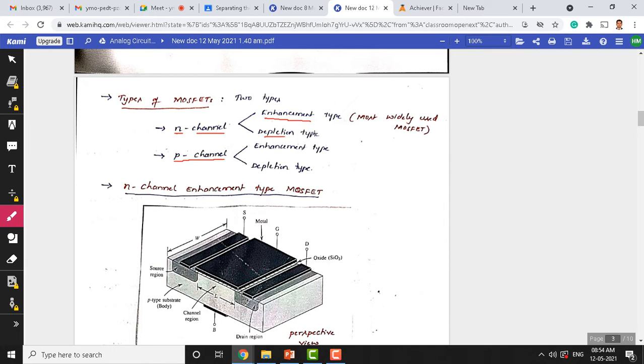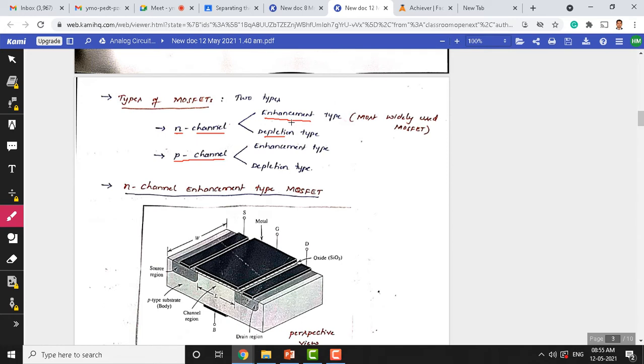Okay, so N-channel here, if you look at the popularity of these two, enhancement type transistors are most widely used in all the analog and digital functions compared to the depletion type MOSFETs. If we study any one type of MOSFET, then the other types can be easily understood. So our focus is mainly on the enhancement type MOSFET.